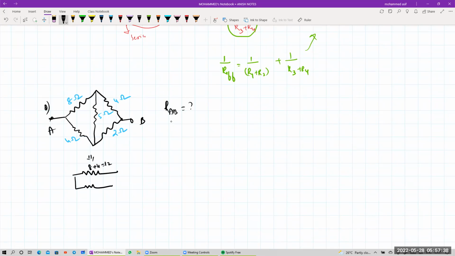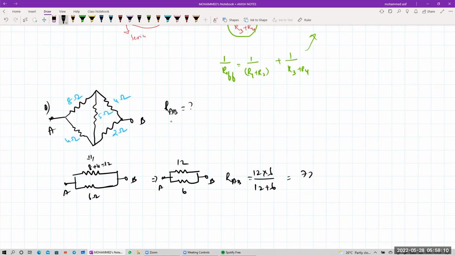Down, 4 plus 2, 6. This is 6 ohms. This is terminal B. This is terminal A. So effective will be equal to how much? This will be 12 in parallel with 6. So resistance across A and B will be equal to 12 into 6 divided by 12 plus 6. 12 times 6 is 72. 12 plus 6 is 18. So what will be the answer? 4.